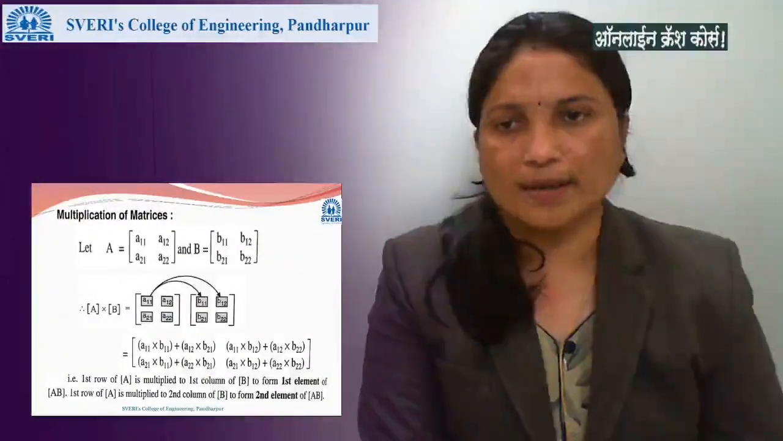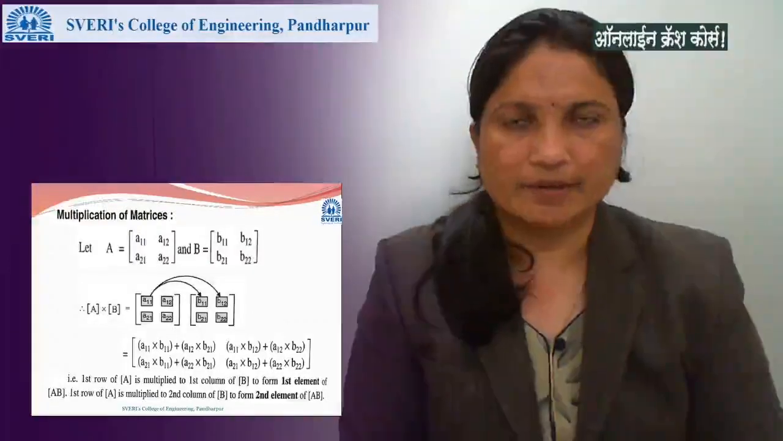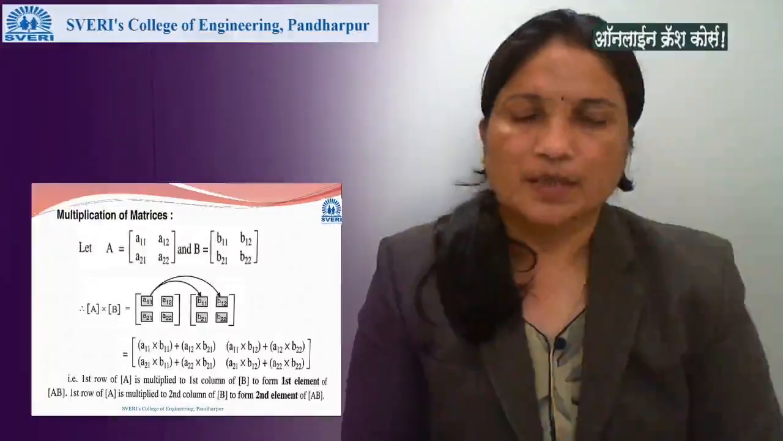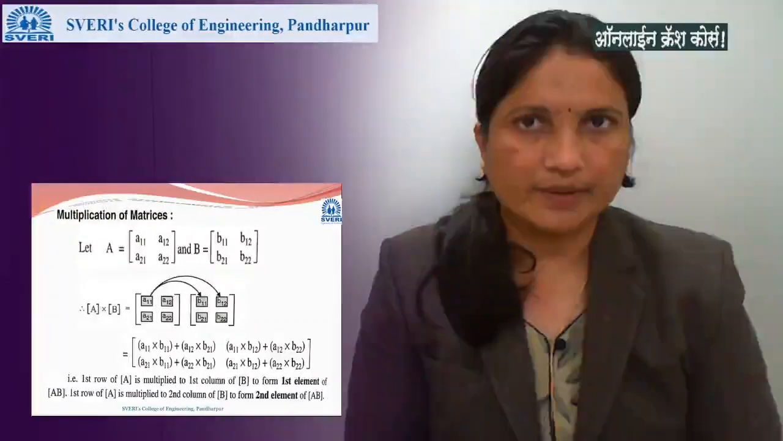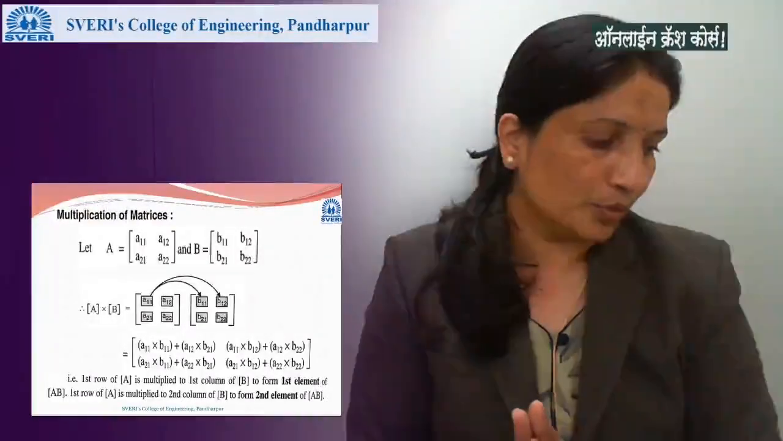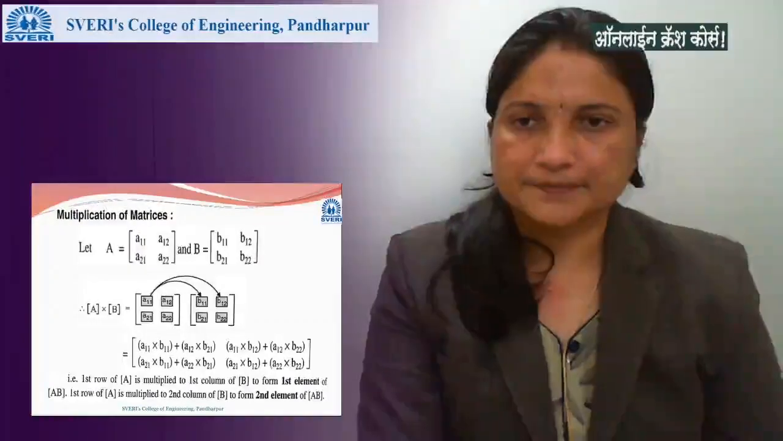Then multiplication of matrices. If we have a matrix A with elements A11, A12, A21, A22 and matrix B with elements B11, B12, B21 and B22. So here we are getting that.